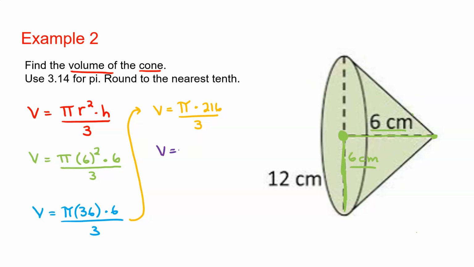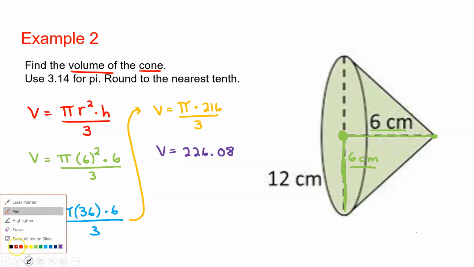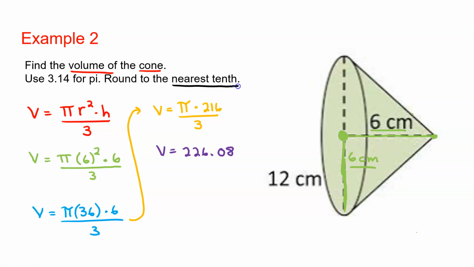So I take pi, which is 3.14, and I multiply that times 216. I'm doing that on my calculator just now. I got 678.24. I'm immediately going to say divide by 3, and I get a volume of 226.08. All right, so they do want us to round our answer again to the nearest tenths.